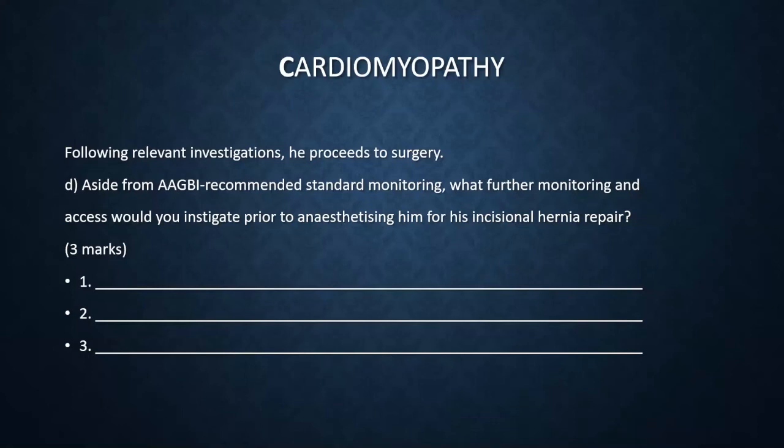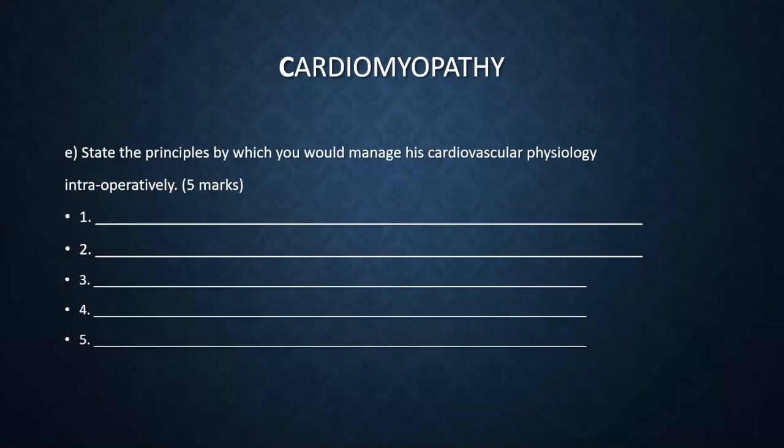So aside from the AAGBI, the Association of Anaesthetists of Great Britain and Ireland, they have a recommended set of standard monitoring. Aside from those, what further monitoring and access would you instigate prior to anesthetizing him for his incisional hernia repair? What other monitoring will you do basically? What other advanced monitoring would you do intraoperatively? Then state the principle by which you manage his cardiovascular physiology. So you know the basic principle of managing cardiovascular physiology intraoperatively.